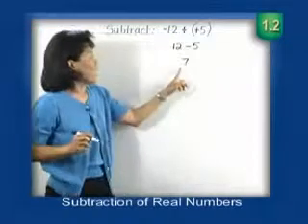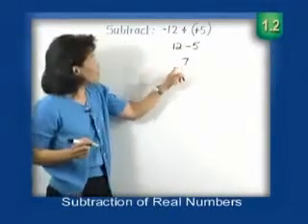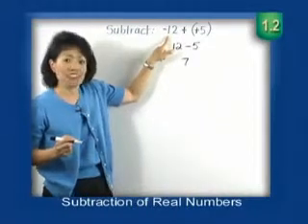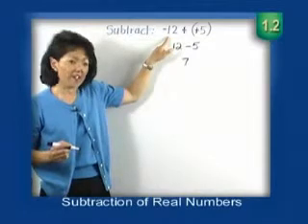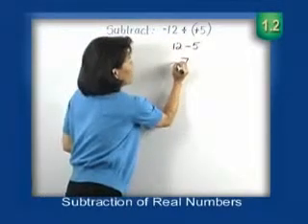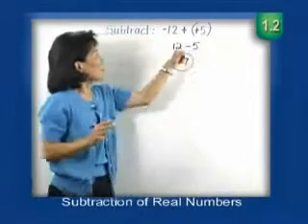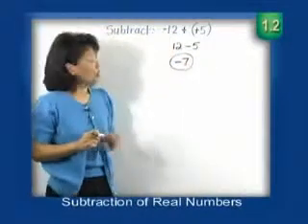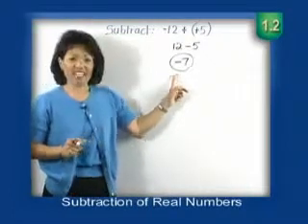7, and now we're going to take the sign of the larger in absolute value. In this case, negative 12 has a larger value in absolute value, so that gives us again the sign negative. So negative 12 minus a negative 5, once we do all our changes, subtracts to the total of negative 7.